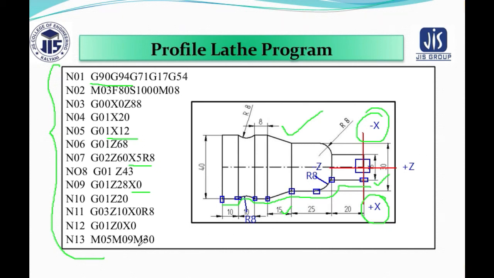M30, again I must say, is the end of the program that you are performing. M05 means you are switching off the spindle also. You can do coolant on, coolant off, everything. Okay, now let's move to the next program.